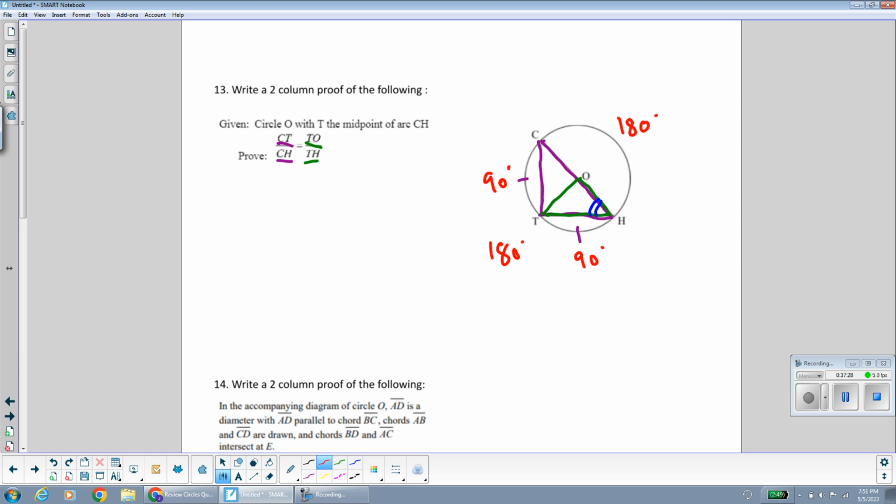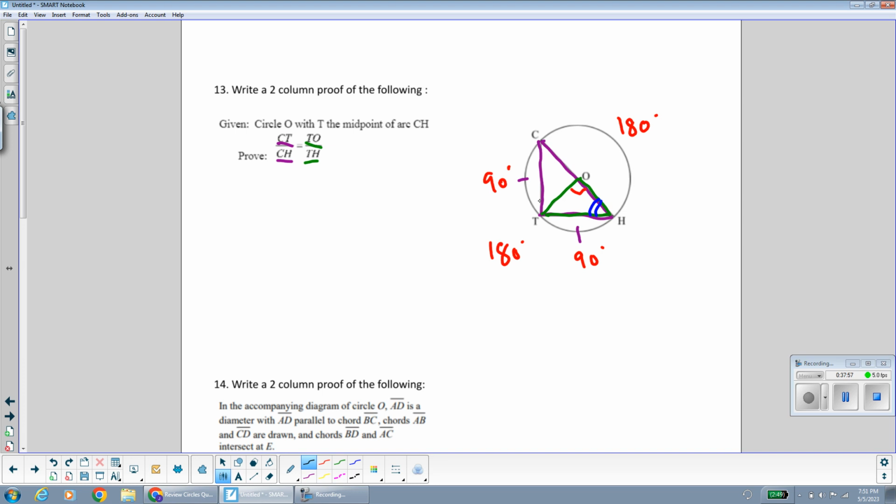And guess what? This angle right over here is a central angle. Its vertex is on the center of the circle. And central angles are equal to their intercepted arcs. So if the arc it's opening up to, TH, is 90 degrees, angle THO is going to be a 90-degree angle as well. Now, I just need to find a 90-degree angle in the big triangle. And it looks like it's going to be this one, so let's figure out why.